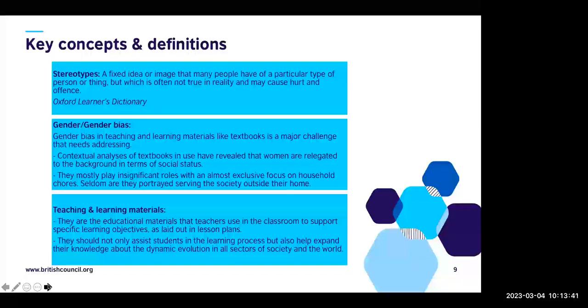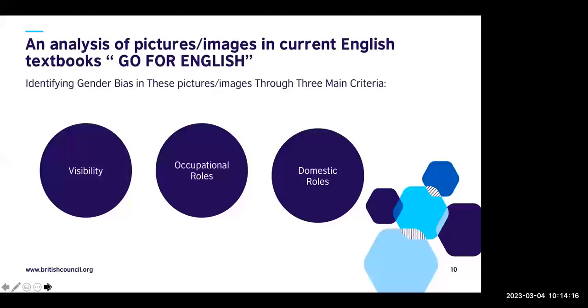The teaching and learning materials are the educational materials that teachers use in the classroom to support specific learning objectives as laid out in lesson plans. They should not only assist the student in the learning process, but also help expand their knowledge about the dynamic evolution in all sectors of society and the world. I feel like this is interesting: textbooks are meant to be a window to the world, in all domains. Next slide, please.